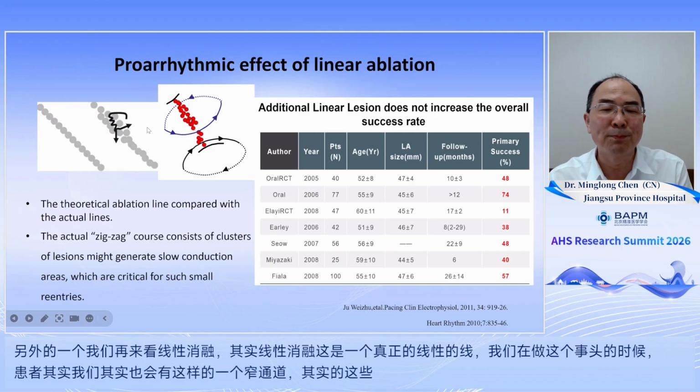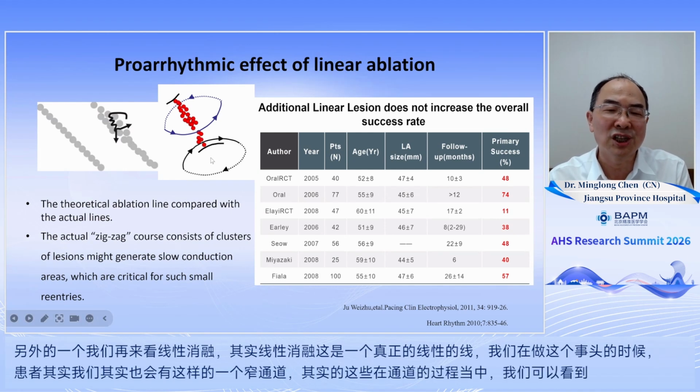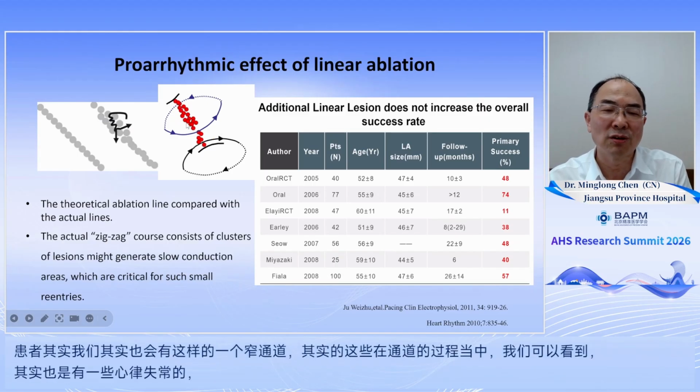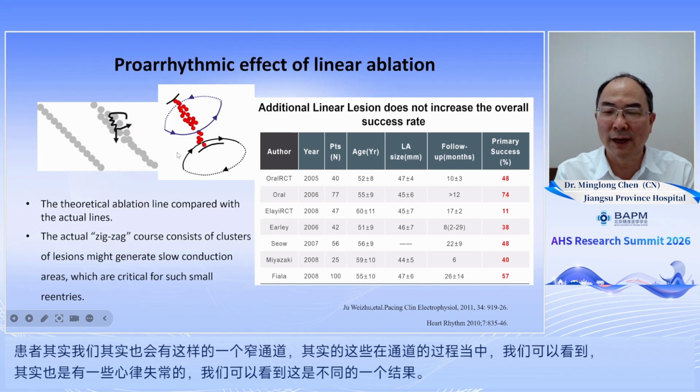A half lesion is often arrhythmogenic. And also with linear lesions, you cannot often achieve bidirectional conduction block. You can sometimes leave a gap there. So these 2 points are the pro-arrhythmic substrates of the linear lesion.